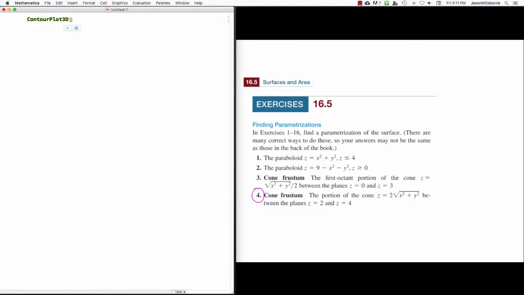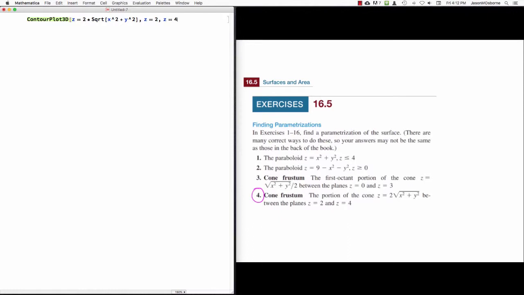So it may help us to get an idea of what this surface looks like. z is given by the formula 2 square root of x squared plus y squared. That's the equation of a cone. But that cone is between z is equal to 2 and z is equal to 4.